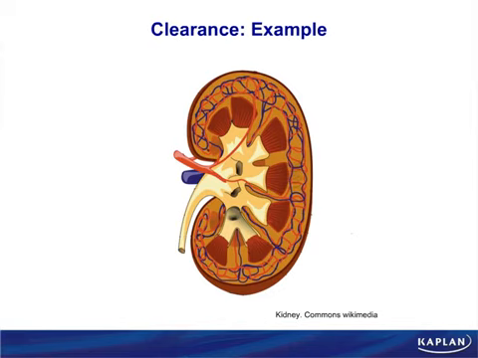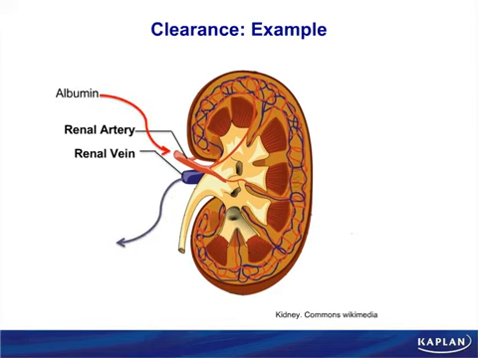Let's take a look at the kidney. Here's your kidney. Here is the renal artery. Renal artery has plasma that enters the kidney. In the kidneys, you have your processes that we spoke about: filtration, reabsorption, secretion, excretion. Albumin goes through none of those. Albumin is not even filtered. So the same amount of albumin that enters in the renal artery leaves in the renal vein. The clearance is 0.